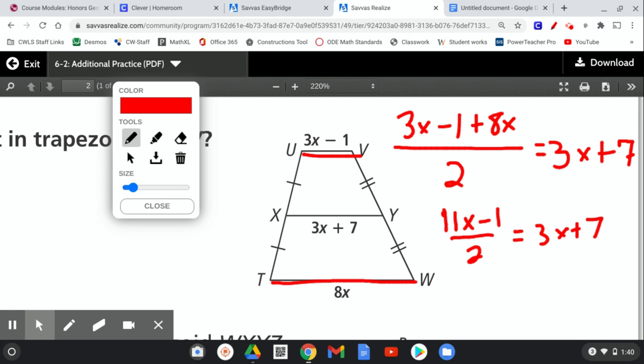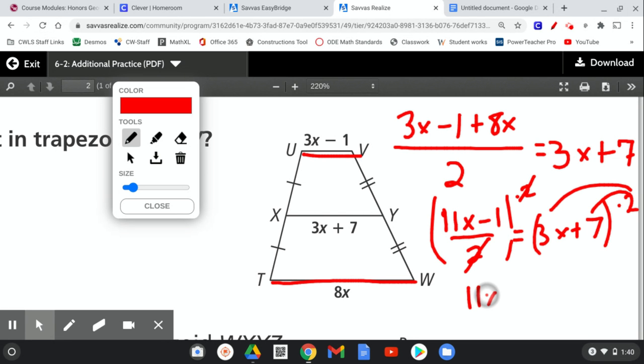From here, to get rid of that 2, because 11 divided by 2 is going to give me a decimal and I don't want to work with that, I'm going to multiply this side by 2. The 2's will cancel. I'm going to also multiply this side by 2, and I'm going to distribute the 2 through. So I'm going to have 11x minus 1 on this side, and that is going to equal 6x plus 14 on this side.